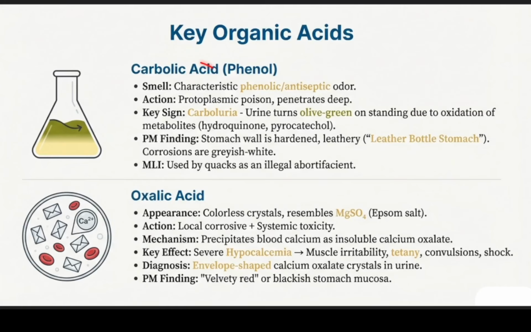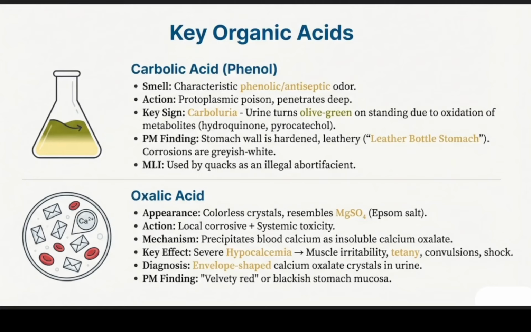Next one about oxalic acid. Oxalic acid is a colorless crystal, again resembling magnesium phosphate. Its action is local corrosive. One more thing, I was just telling that there are a few acids that can get absorbed and then systemic toxicity can come up, and that is oxalic acid. So it is locally corrosive and causes systemic toxicity. Remember that oxalic acid precipitates the blood calcium as insoluble calcium oxalate. Because of that, there is going to be hypocalcemia, leading to muscle irritability, tetany, convulsions and shock.